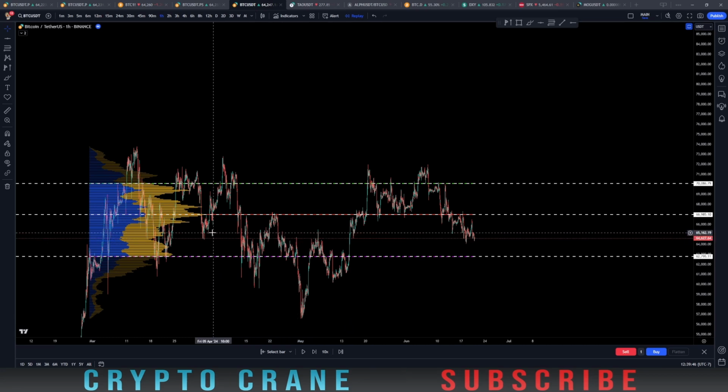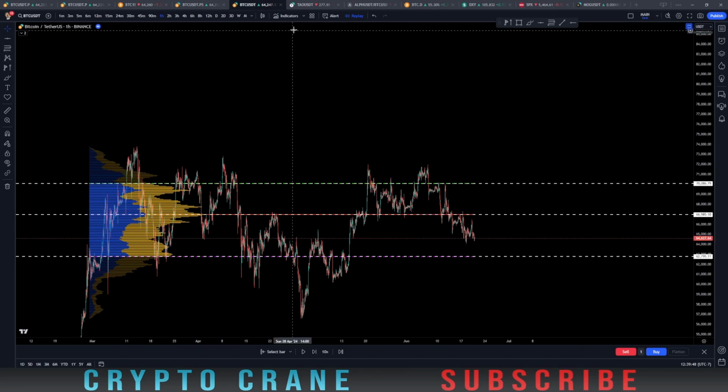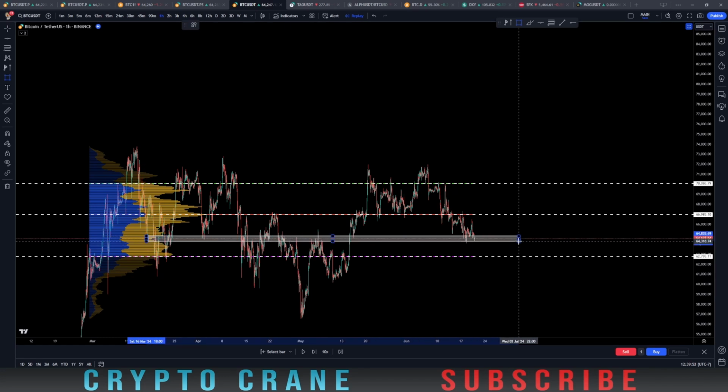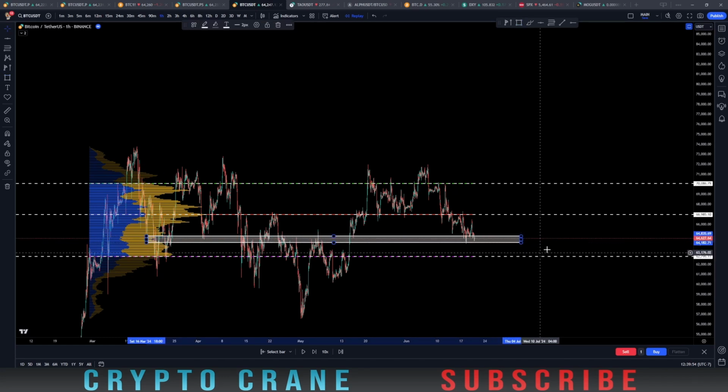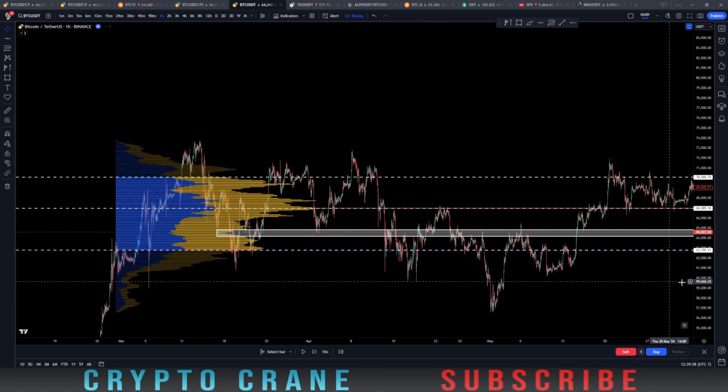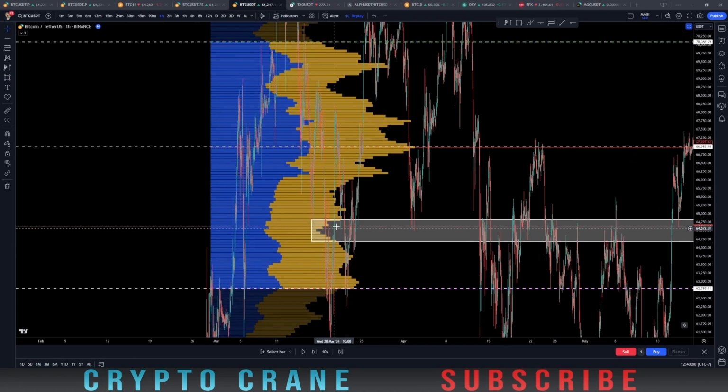We can see the lowest volume gap of this profile is in fact where price is right now, and this is another reasoning for me thinking we have already found support where we should be finding it, and I do actually expect us to bounce off of this low volume area within the profile, as you can see right here.